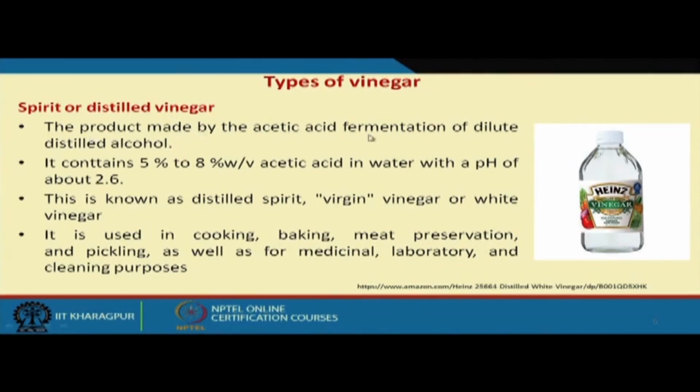Spirit or distilled vinegar is the product made from acetic acid fermentation of dilute distilled alcohol. It contains 5 to 8% acetic acid in water with a pH of 2.6. It is known as distilled spirit or virgin vinegar, or white vinegar. It is used in cooking, baking, meat preservation, pickling, as well as for medicinal, laboratory and cleaning purposes. The vinegar is used for many different purposes.